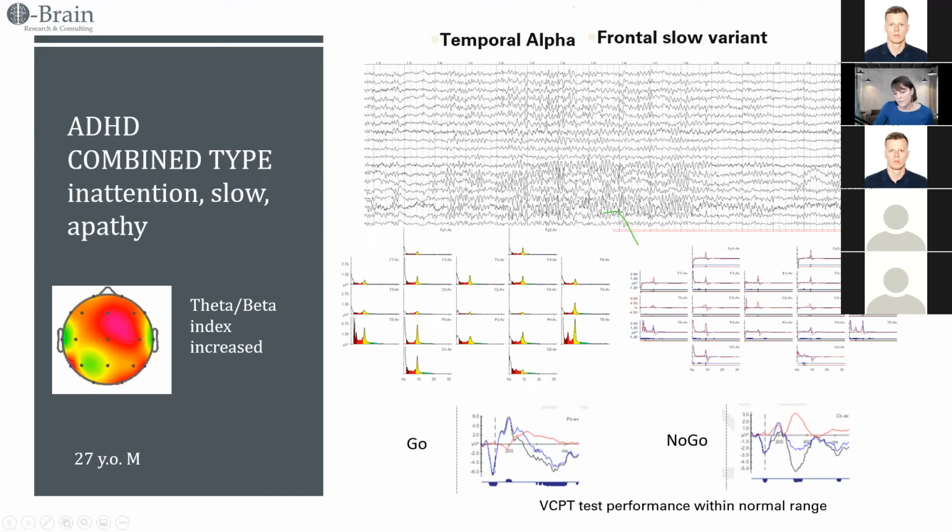But test performance was within normal range, which is also sometimes controversial, right? We expect that performance in an ADHD person should be bad, or at least deviated at some point, but it's not always the case. So you could have abnormal information processing in the brain, some components of information processing, but at the same time performance is okay.